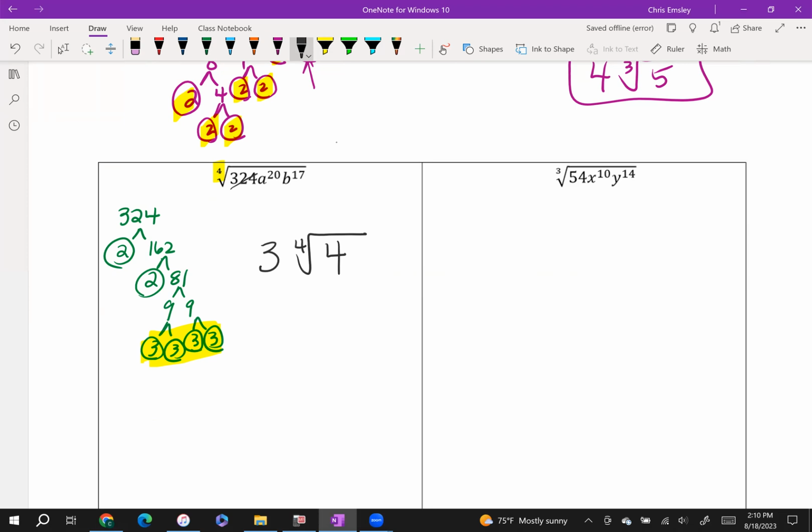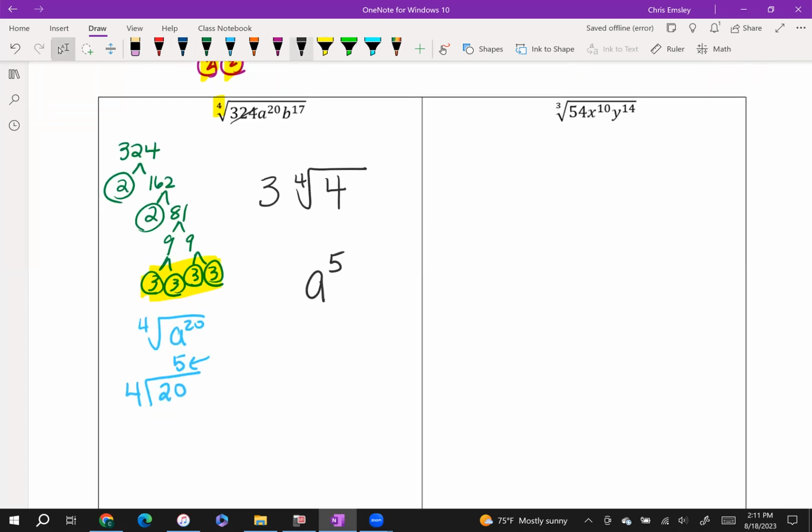Now, what about this part? What do we do with the fourth root of a to the 20th? Well, we want to know how many sets of 4 a's are under that radical. So the way we do that is actually division. How many groups of 4 are in 20? This one divides out evenly. There are exactly 5 groups of 4. So that means a to the 5th gets to come out of the radical.